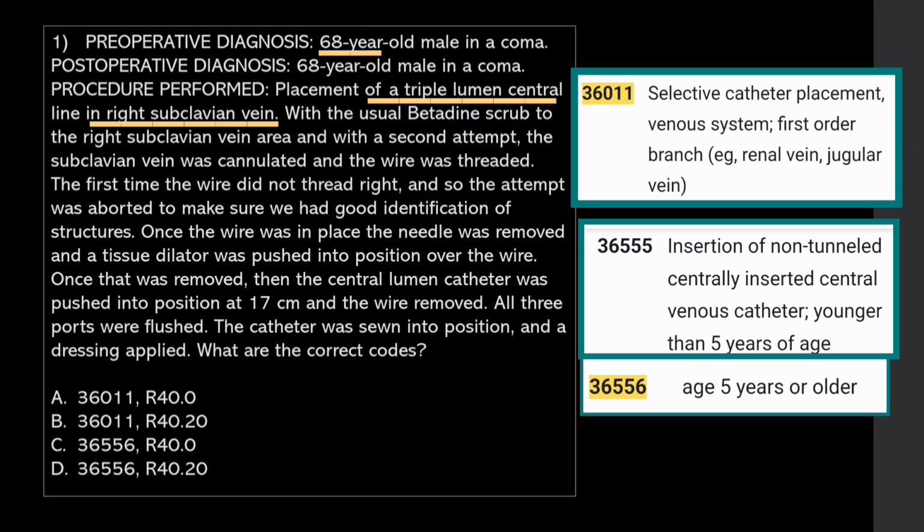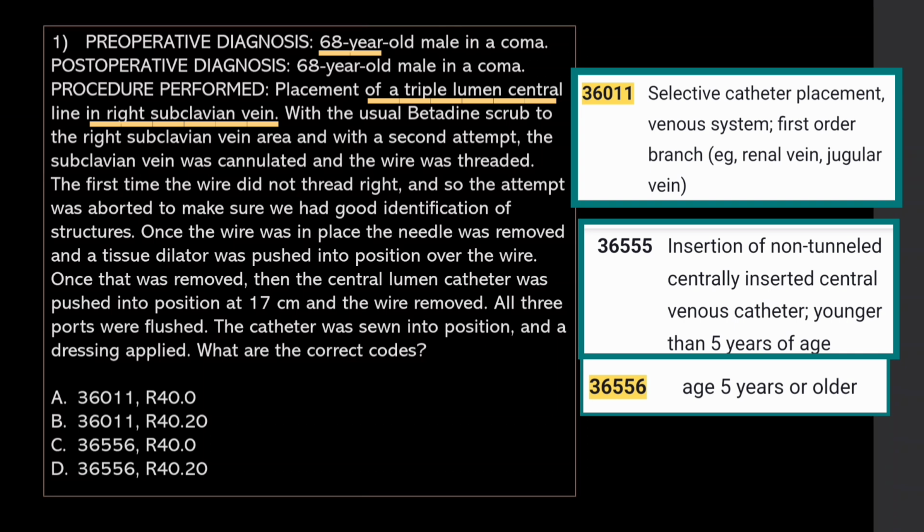But the code 36011 is for selective catheter placement, venous system, first order branch, renal vein or jugular vein. This code represents placement of a selective catheter in the venous system of the first order branch. This code is not appropriate for this scenario because this scenario represents placement of central venous catheter.